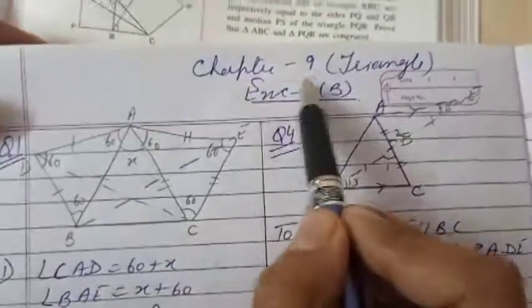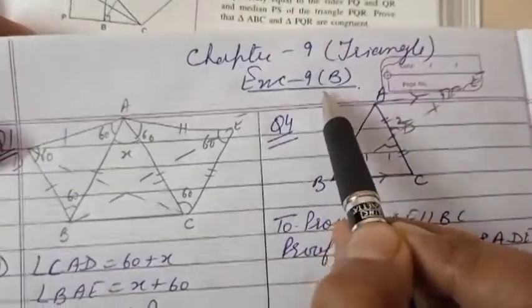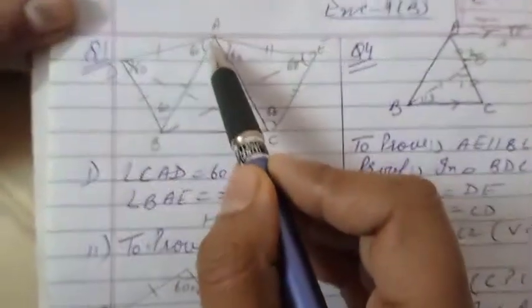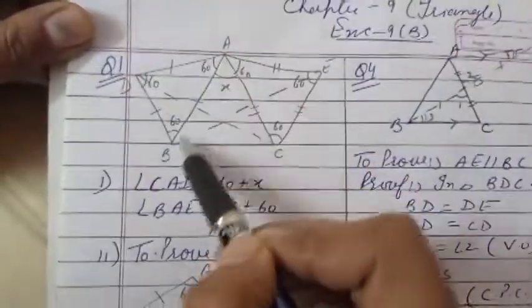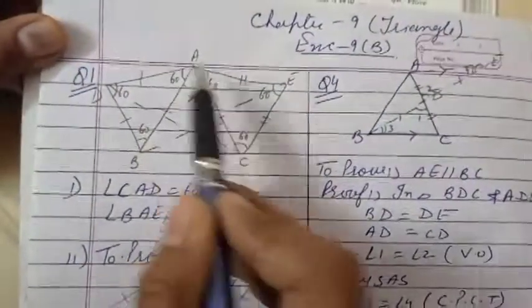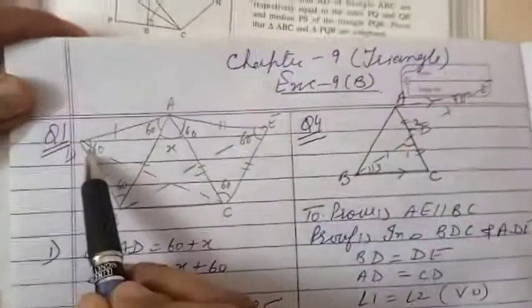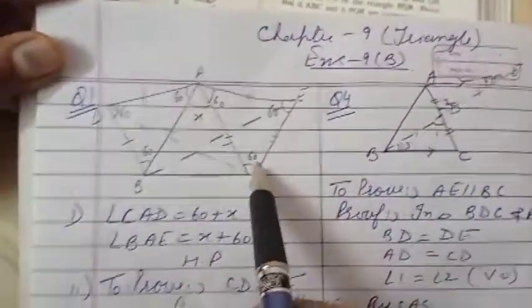Now let's start with chapter number 9, triangle. Earlier we did exercise A, now exercise B. First question, on the side AB and AC of the triangle, this is triangle ABC. On the side AB, an equilateral triangle is drawn. This is also an equilateral triangle. So you know that in an equilateral triangle all the angles are 60 degrees.